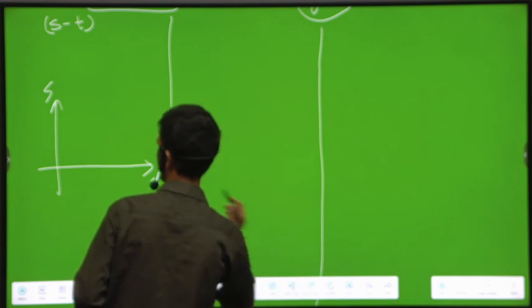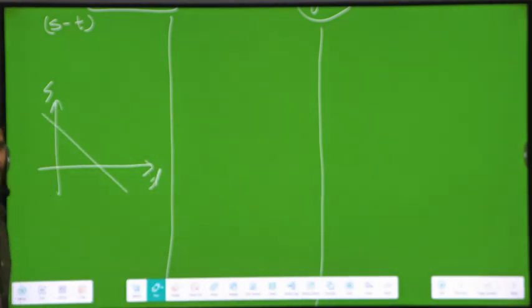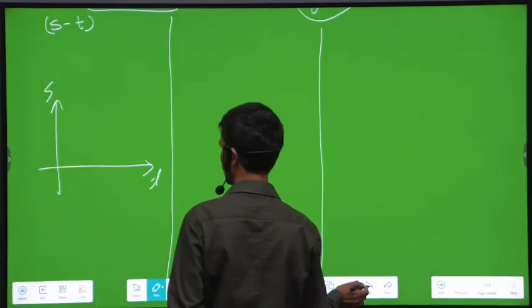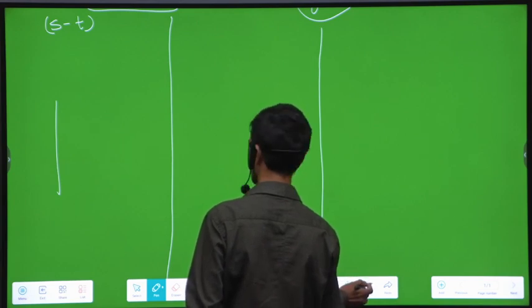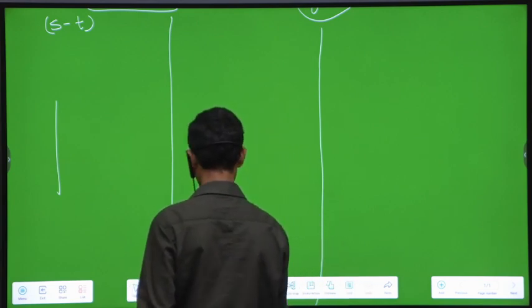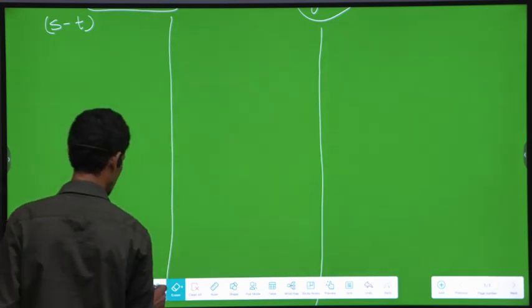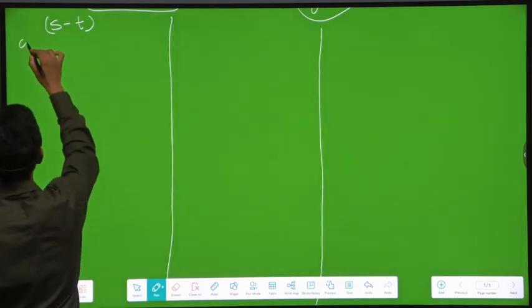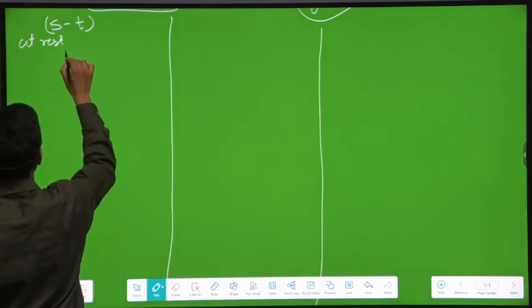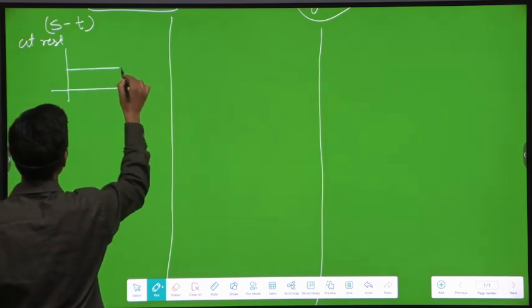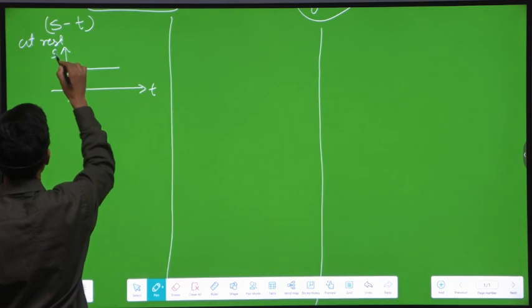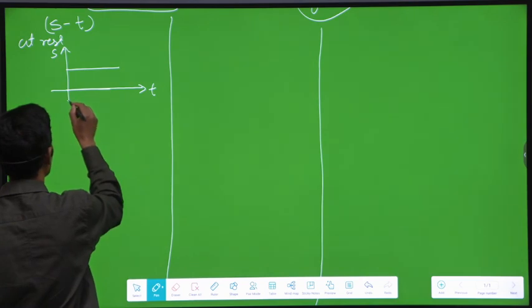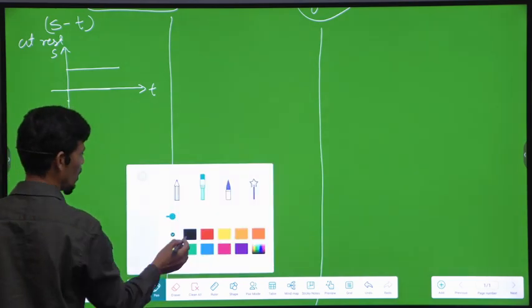In the same way, if I draw it like this, is it possible? Yes, of course, but for a displacement time graph only. Okay, so displacement time graph, I'm drawing for 3 different cases. First, at rest, then it will be parallel to the time axis, or it can just coincide with the time axis, or if it is a displacement time graph, it can be somewhere here.